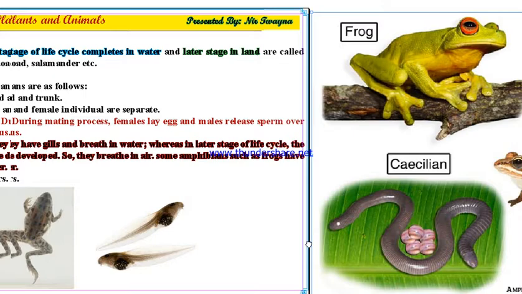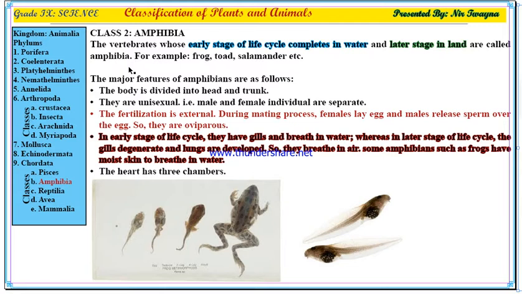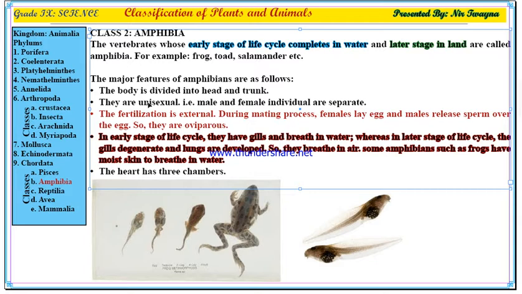Let us have a look at other features of class Amphibia. First of all, the body is divided into head and trunk. The trunk means the part of the body where vital organs are placed. Next, they are unisexual, that is, male and female individuals are separate. The third one, fertilization is external. During the mating process, females lay eggs and males release sperm over the eggs. So they are oviparous.